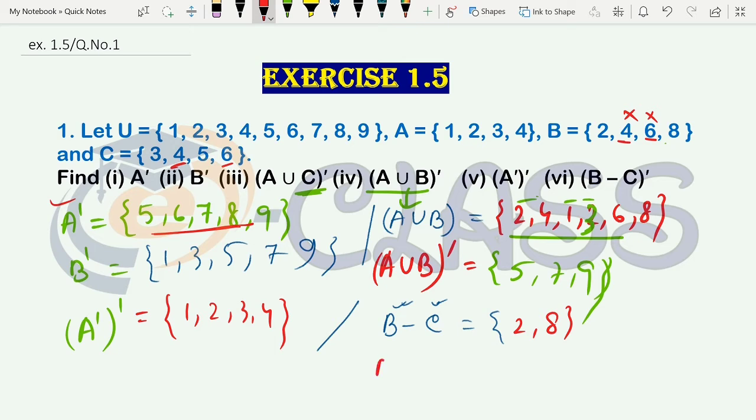Now we have to calculate B minus C complement. For this case, just ignore 2 and 8 in the universal set and write the remaining elements of U. So you get the B minus C complement as the set 1, 3, 4, 5, 6, 7 and 9. So this is the B minus C complement.